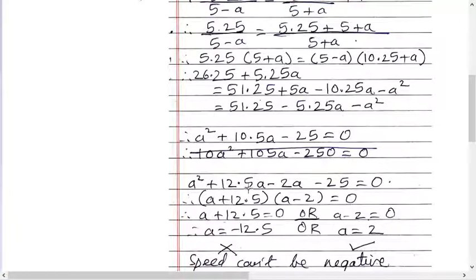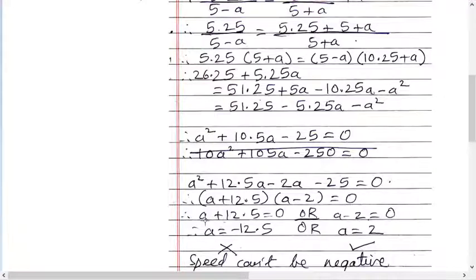Factors: 12.5 minus 2 is 10.5 and 12.5 into 2 is 25. Okay, and the plus sign you adjust it. So a plus here, when the coefficient of a in the first term is 1, you directly get these as the factors. So (a plus 12.5) into (a minus 2) equals to 0.